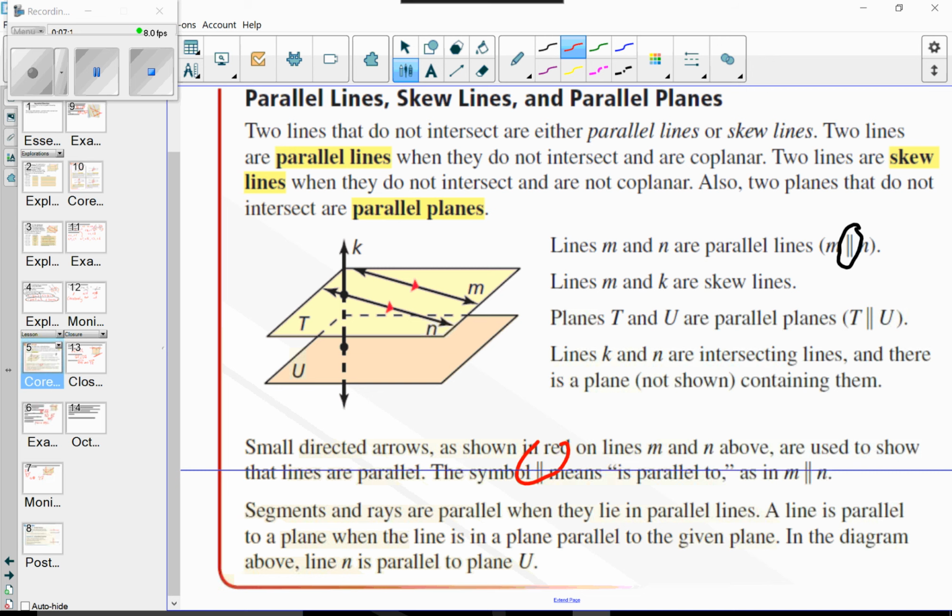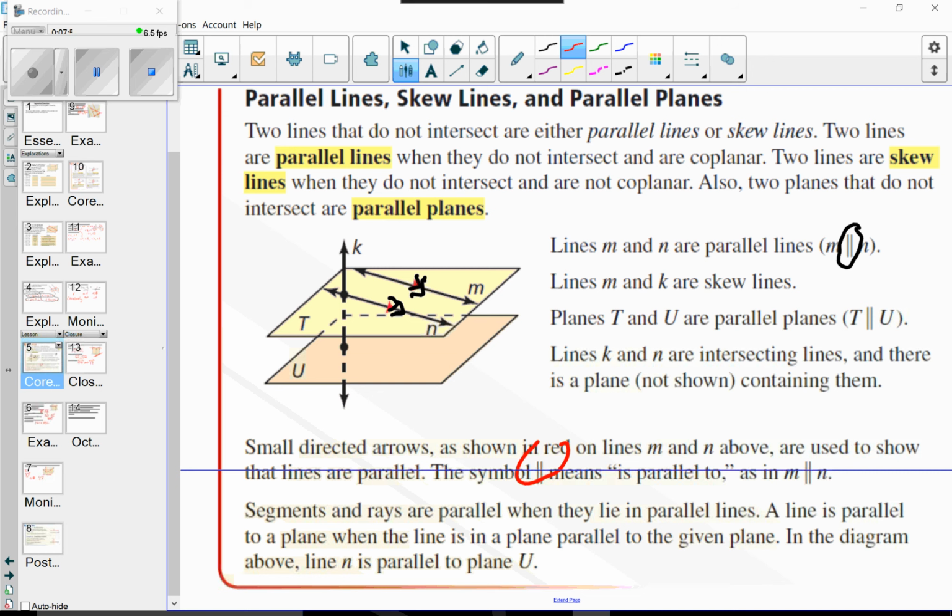It says small directed arrows, as shown in red, on lines M and N above are used to show that lines are parallel. So from now on, if you're going to show something that's parallel on a diagram, I want you guys to make a little arrow. If there happens to be more than one line that's parallel, then, for example, you could do 2 arrows. So if these two are parallel, but then we have another set that's parallel, I could have another arrow here. So it'd be like a double arrow. So we do a double arrow, or you could do a single arrow. But you need to put those markings on the lines that are parallel.